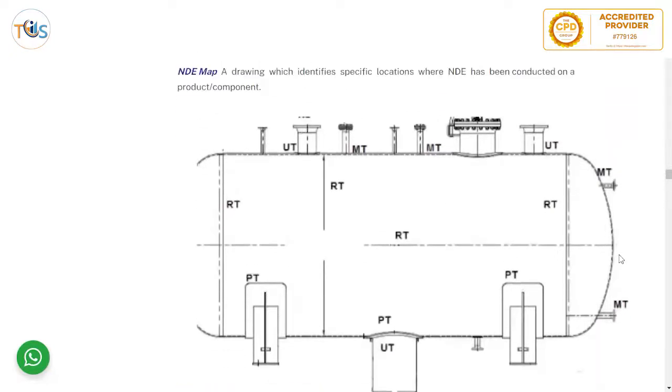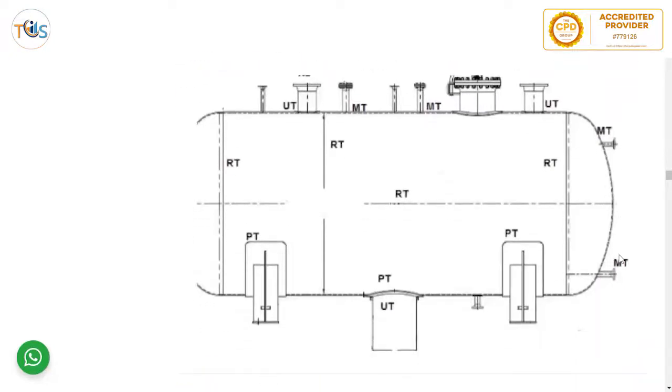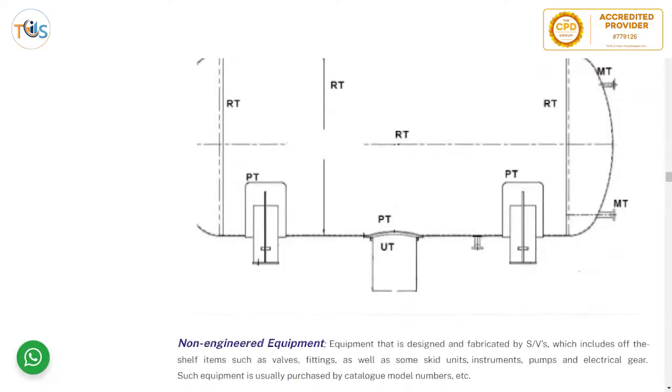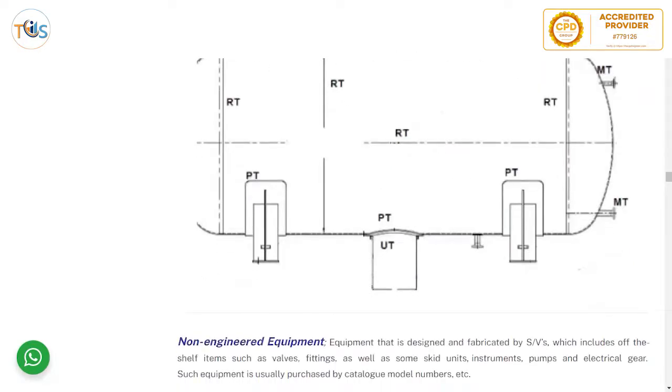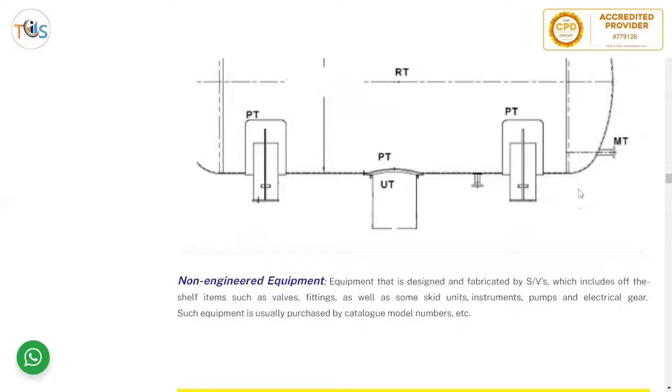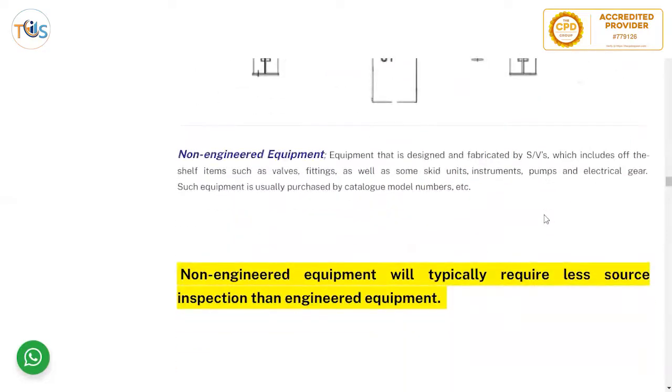NDE map, as you can see here, is a drawing which identifies a specific location where NDE has been conducted on a product component. We can see here we have done MT, PT, RT. This is a very simple NDE map that tells what sort of NDE has been done at what location, say on a pressure vessel.